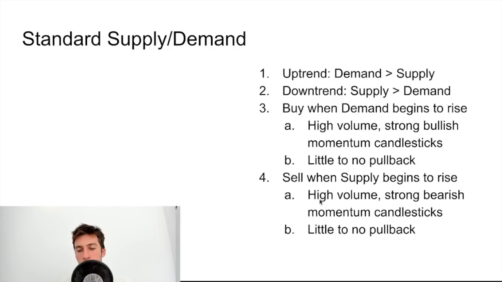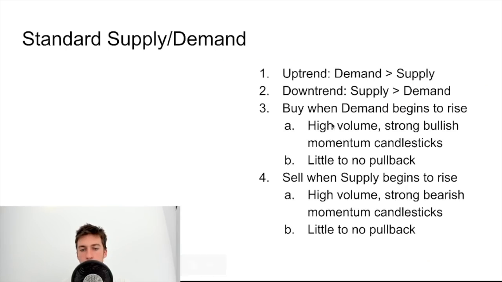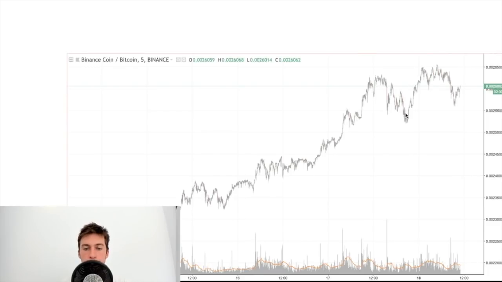Again, we would want to see high volume, strong bearish momentum candlesticks with little to no bullish pullback. So here's an example of what that's going to look like on the demand side. BNB, BTC, we see two main things. We see strong volume, strong momentum at the origin of this uptrend after consolidation, as you can see here, and at this phase of the uptrend as well.